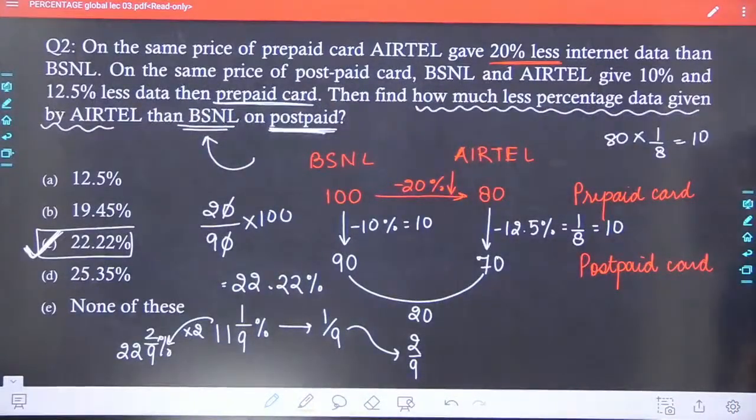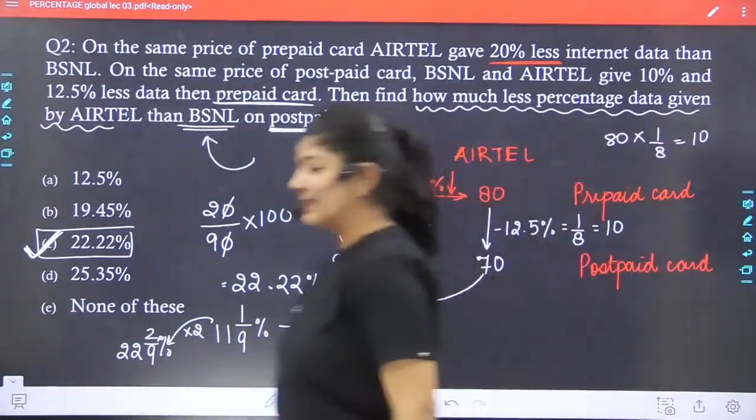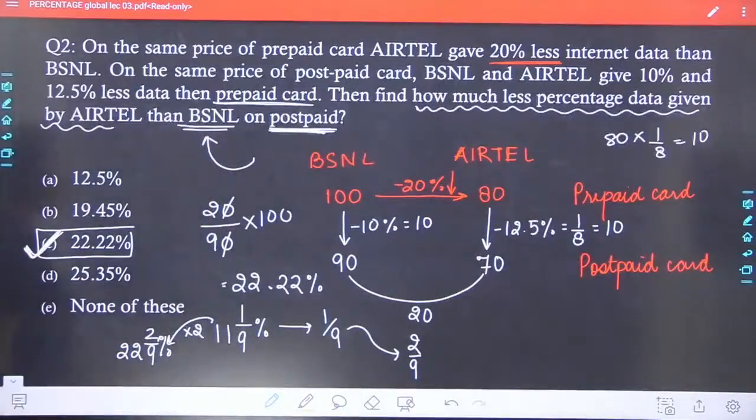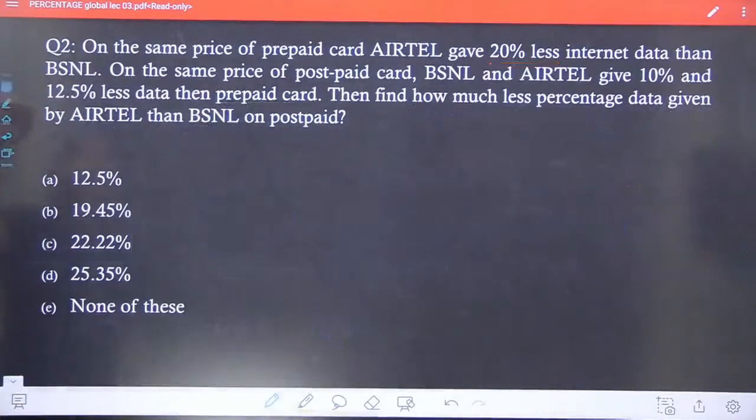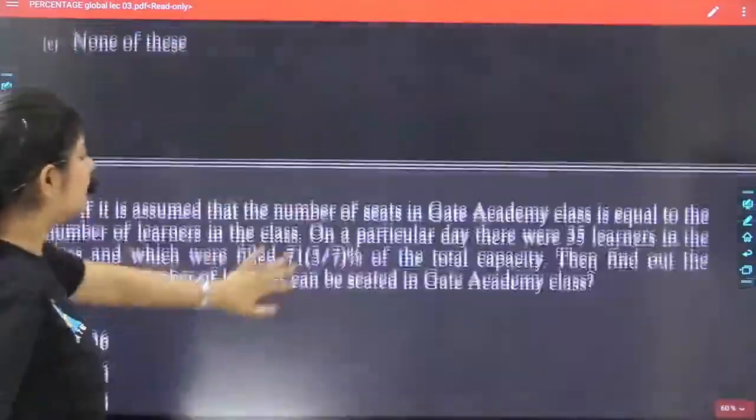Is it clear? Option number C is the correct one. Is it clear to everyone? Okay. Now let's move to the next question, question number 3.